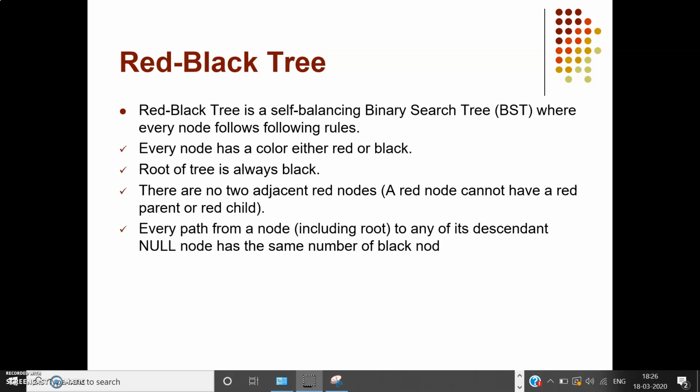In a red black tree, we have certain rules for every node. Every node will be either red or black in color. And the root of the tree will always be black. There will be no two adjacent red nodes, and every path will have an equal number of black nodes. So we will not be having two adjacent red nodes in a red black tree, although we can have two adjacent black nodes, and in every path of a tree from root node to leaf node we will be having an equal number of black nodes.